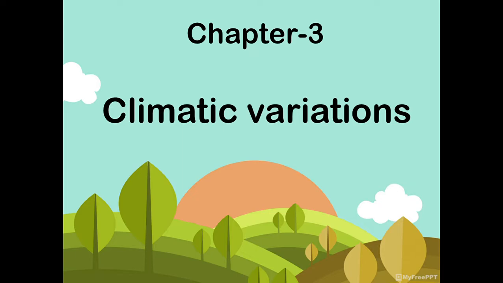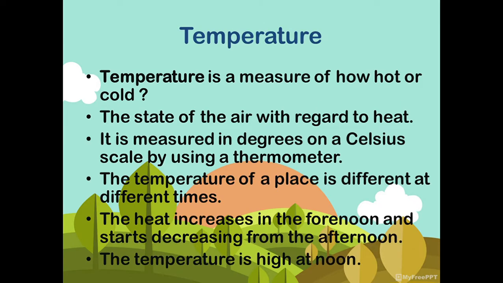Today I am going to explain chapter 3, climatic variations. Students, you can feel some days are hot while other days are cold. Sometimes it is quite pleasant while at other times it is extremely hot. Days are warm but nights are cool. What is the reason behind this? The reason is that there is no sunlight at night.